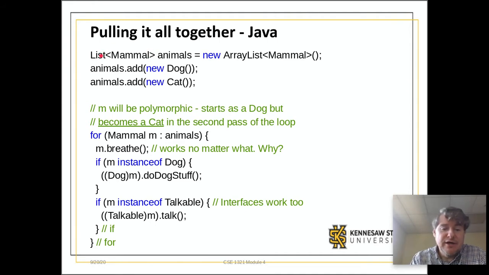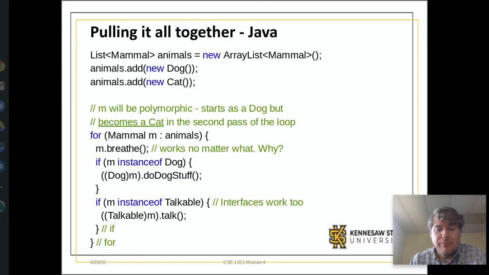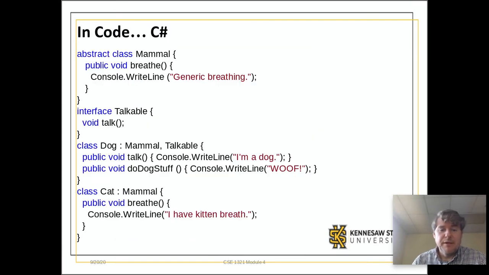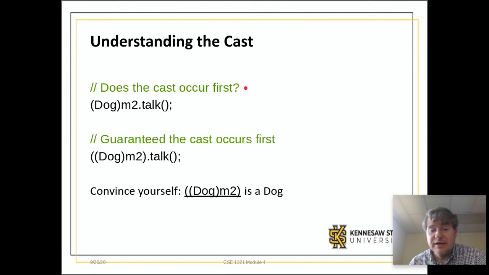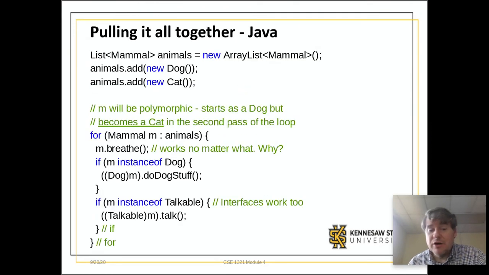All right? So now I'm going to do an iterator, and we've seen the for each loop before, so I'm going to say for each mammal M in animals, which is my happy little array list up here, I'm going to say m.breathe. And that's going to work no matter what, because mammal, if we go back to it, has a method called breathe. So I am happily able to call mammal breathe, and no matter what, I will get an output. When I try to do dog stuff or talk, that's when I'm going to have to do my casting.